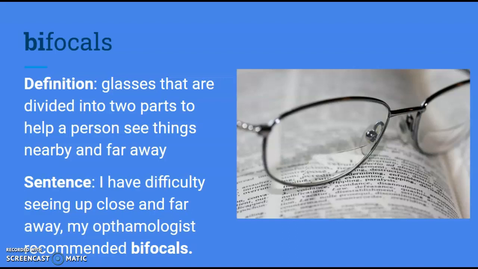Your next word is bifocals. Glasses that are divided into two parts to help a person see things that are nearby and far away. I have difficulty seeing up close and far away. My ophthalmologist recommended bifocals. You can see here on this pair of glasses that there's a slight line. That's where there's two different pieces of glass here so you can see things nearby and far away.